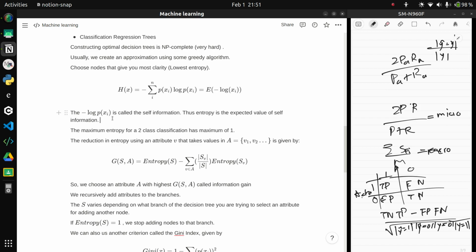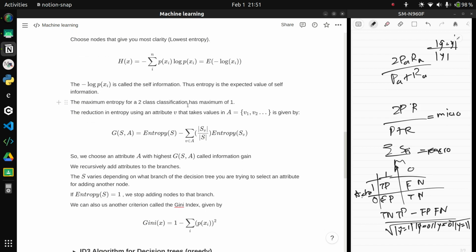I have the probability mass function of xi. The negative log of that is a function of xi in the end. Doesn't matter how it looks. So that is the self-information.